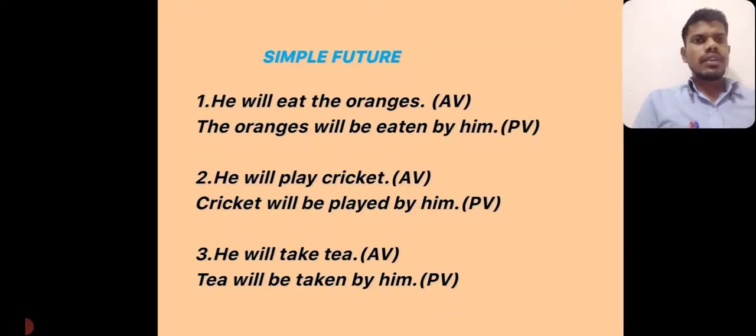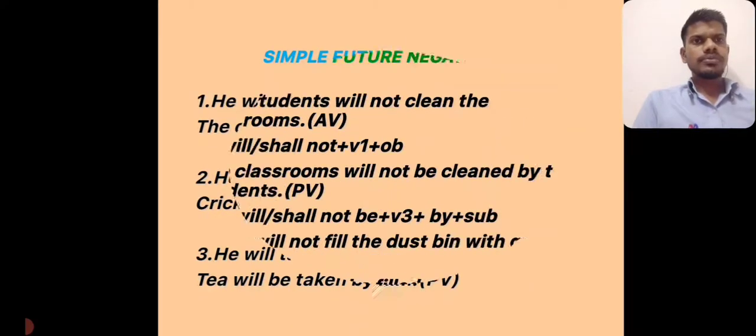Third sentence: you will take tea. This is an example for simple future. So tea has to come first in the passive form as the subject. So tea will be taken by him. Take, took, and the third form is taken. Then the subjective pronoun he becomes him in the objective case.